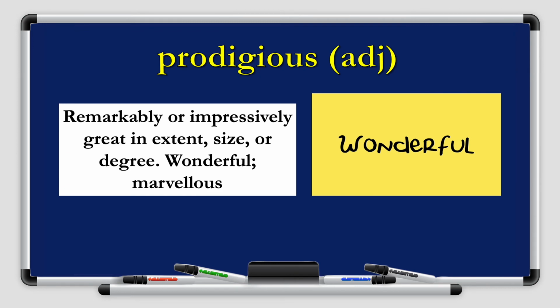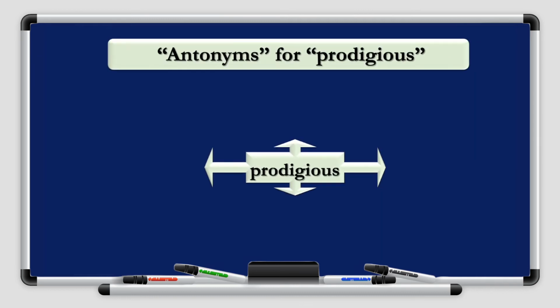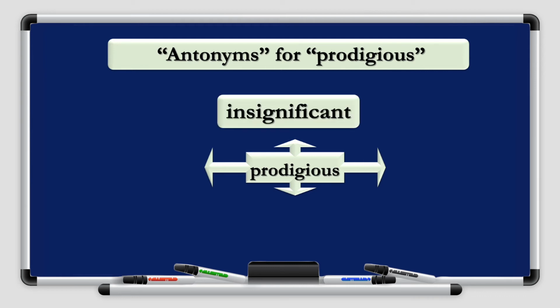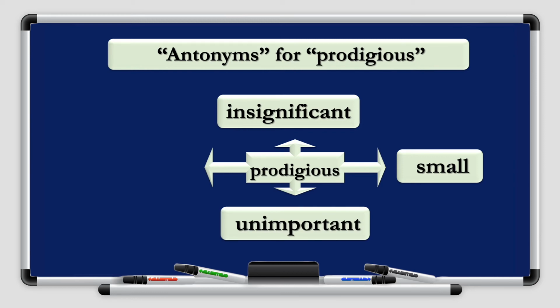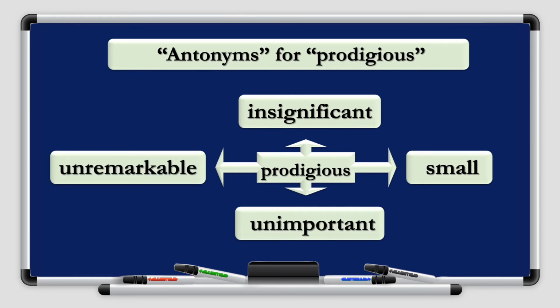It is an adjective which means remarkably or impressively great in extent, size or degree, wonderful or marvelous. Antonyms for prodigious are insignificant, small, unimportant, unremarkable.